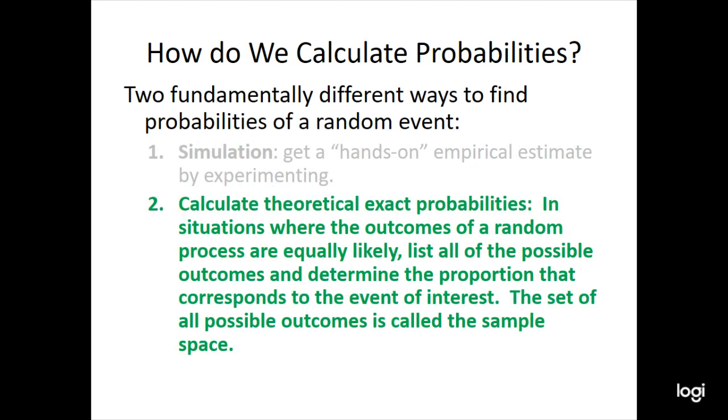The second way to do it is by calculating theoretical probabilities. So what we do is we list what we call the sample space, which is the set of all the possible outcomes. Really important, we want to make sure that those outcomes are equally likely. And then we identify which of those outcomes correspond to our event of interest and calculate our proportions that way. That's a little bit of a mouthful, but we'll get some practice with it and you'll see what I mean. All right, so let me switch cameras.